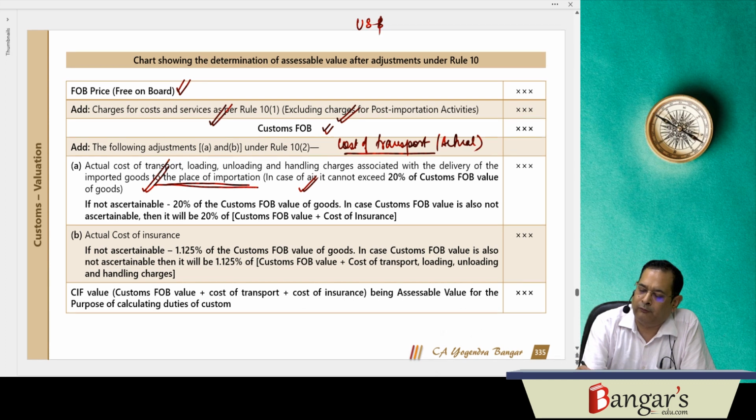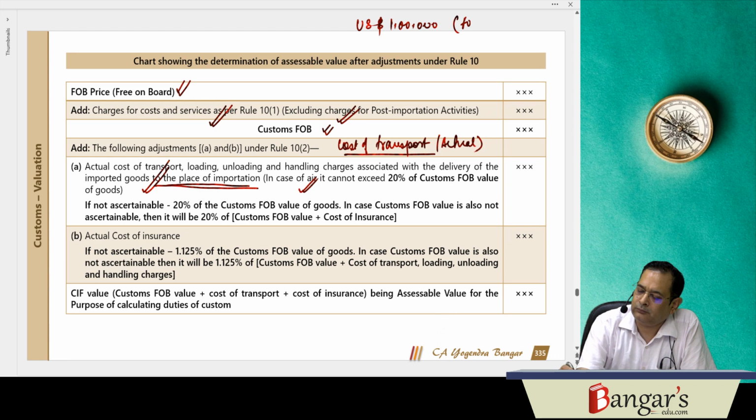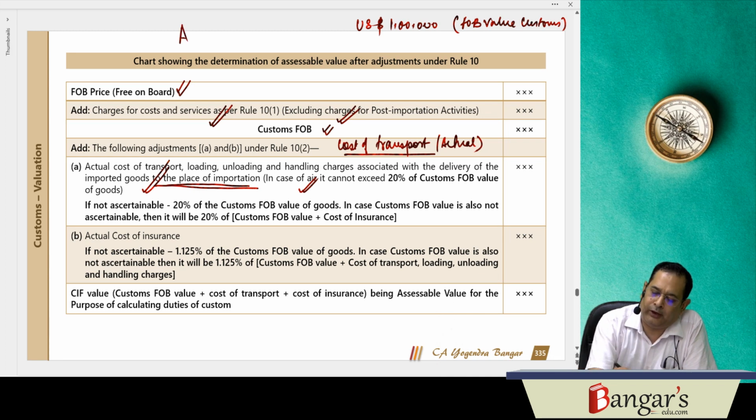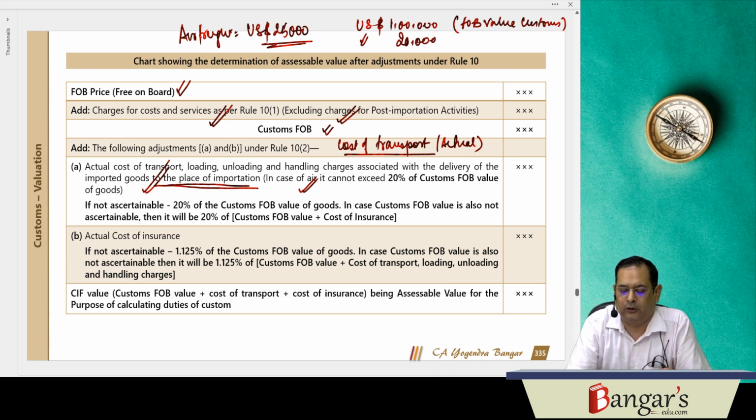Say for example, if US dollar 1 lakh is the customs FOB value, and they say air freight is US dollar 25,000. So for air, it will be restricted to 20,000 US dollars only. It will be restricted to about 20,000 US dollars.